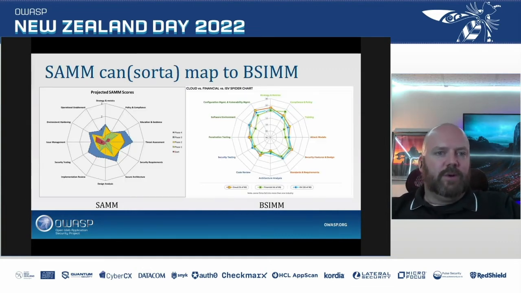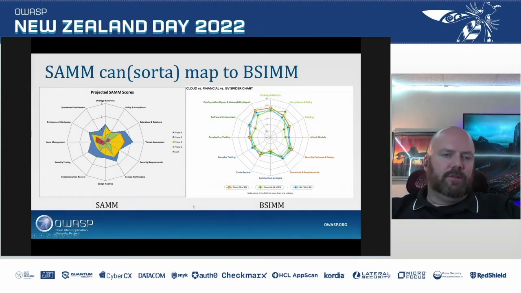So a question I get a lot as well is, can SAMM map to BSIMM? And the answer is sort of. So SAMM, notice the commonality here. We have strategy and metrics in SAMM and strategy and metrics in BSIMM. And then we have policy and compliance. And look at that, we have compliance and policy. Education and guidance versus training.